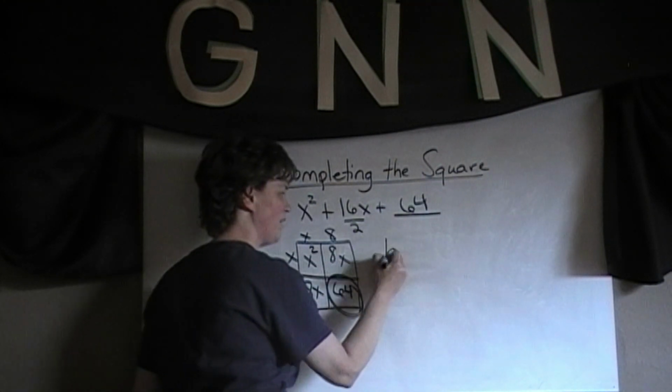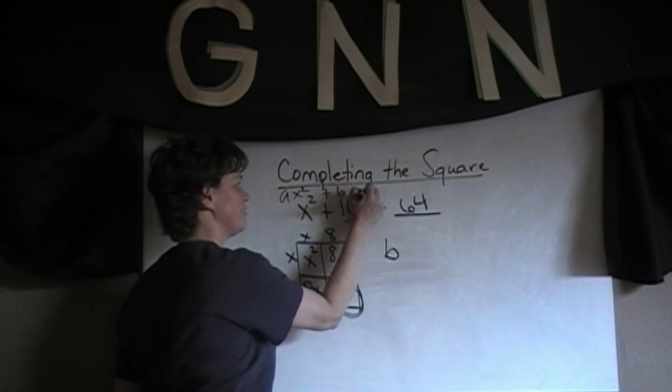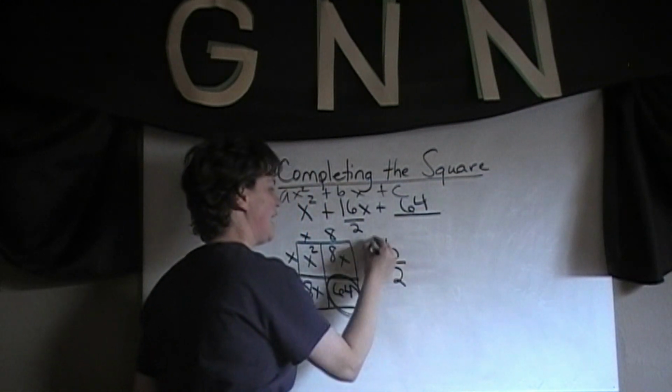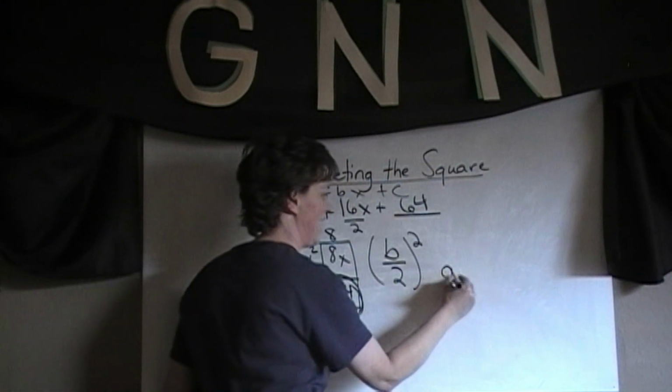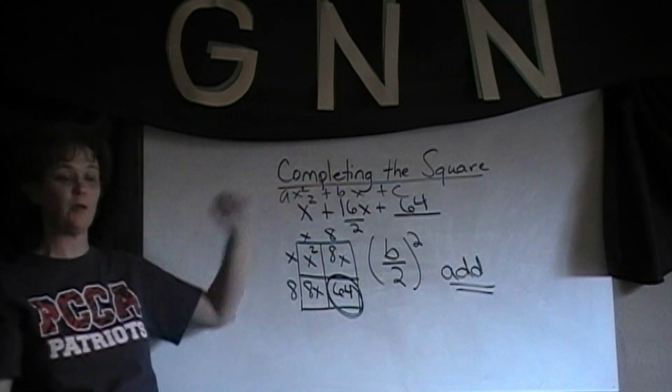I take the b value. Remember, this is ax squared plus bx plus c. I take the b value, I divide by 2 and square it. This is what you add. Okay? This is what you add to get a complete square.